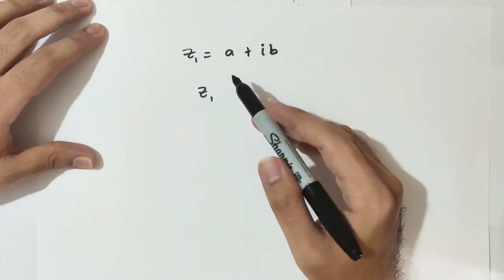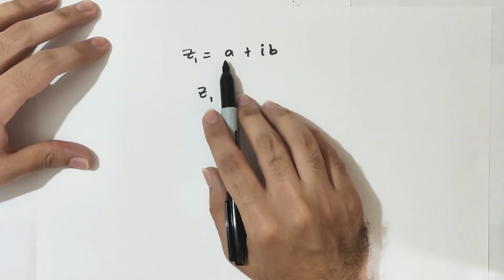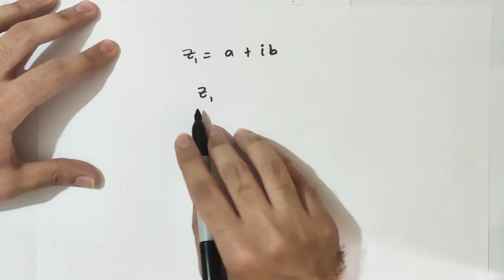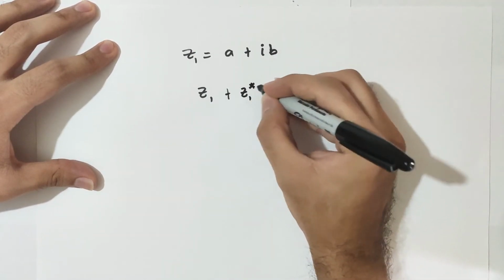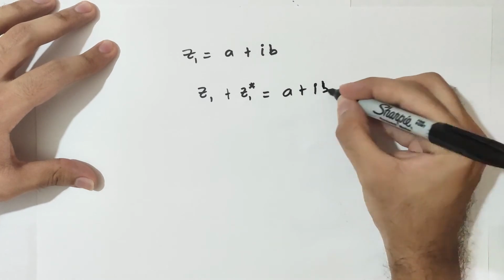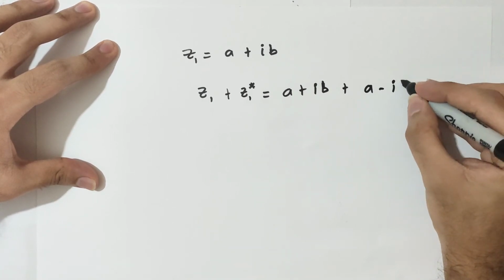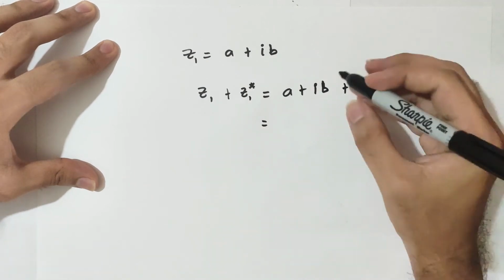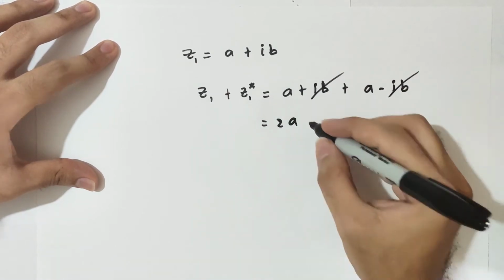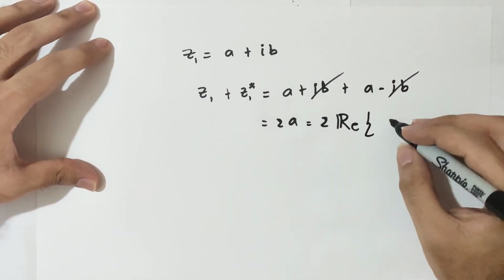So let me explain that a little bit more. Imagine we have this complex number or this complex function, and here we have its real part and its imaginary part, and let's imagine that we sum the complex function plus its conjugate. So what we have would be a plus I times b plus its conjugate, which is a minus I times b. So we have that these two terms cancel out, and we have 2 times a, which is 2 times the real part of the complex function or complex number.